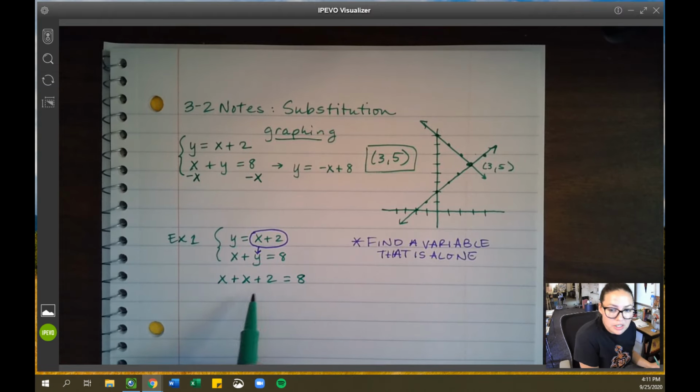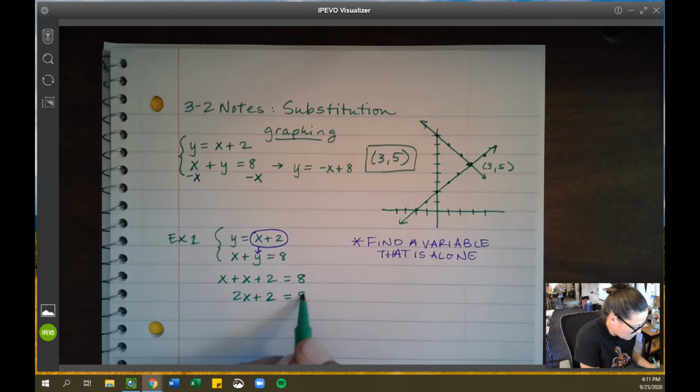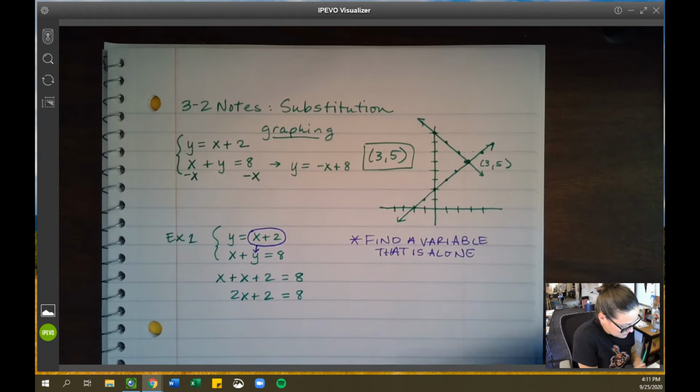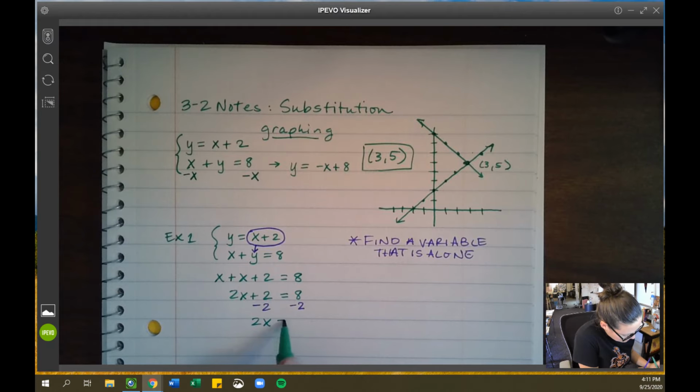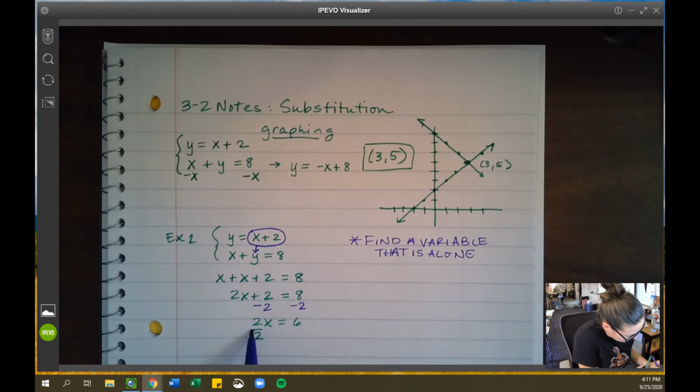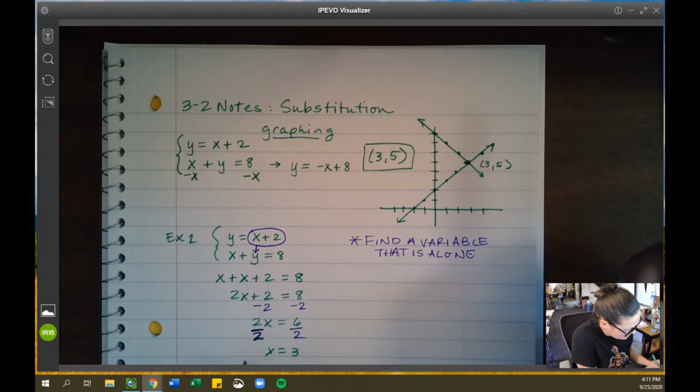Now this is an equation I can solve. X plus x is 2x. Subtract 2 from both sides. Divide by 2. And we get x equals 3.